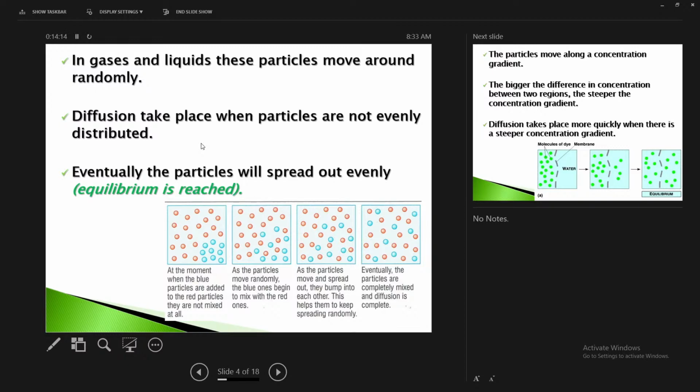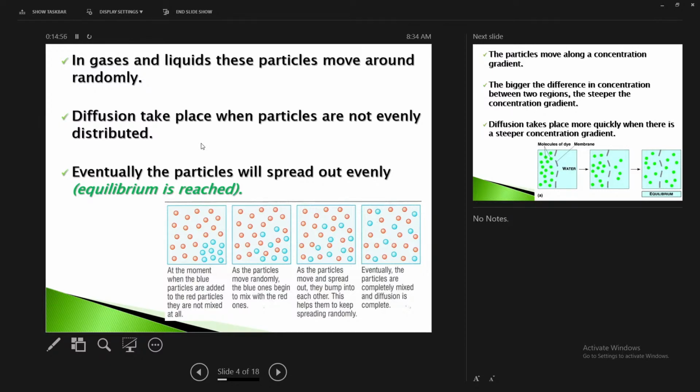Now, first pointer on the slides: in gases and liquids, these particles move around randomly. That simply means they might move to the left, move up, move backward. So there's no uniform way of them moving. Once they collide with another particle, they just try to find a free space for themselves. Diffusion takes place when particles are not evenly distributed. So eventually the particles will spread out evenly, and that is what is known as equilibrium being reached.